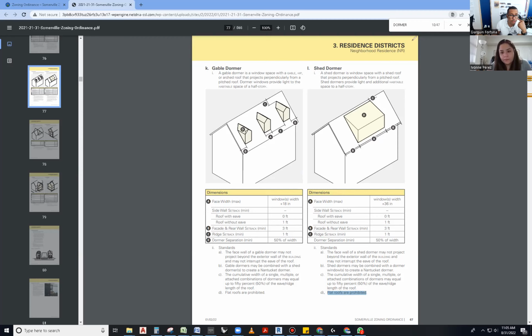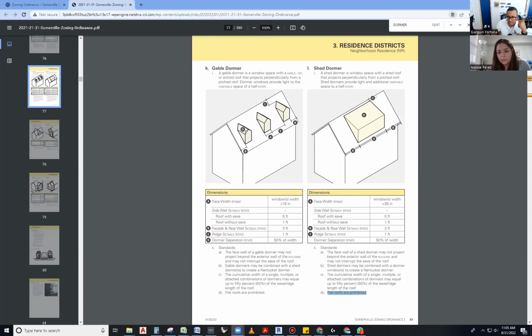And we haven't even gotten into the window section of this, which probably we're not going to talk about right now. But that's the first thing. It's got to be 50% of the ridge, setback from the front and back by 3 feet minimum, setback from the ridge by 1 foot minimum, and setback from the eave as needed by 1 foot. And that's pretty much it.